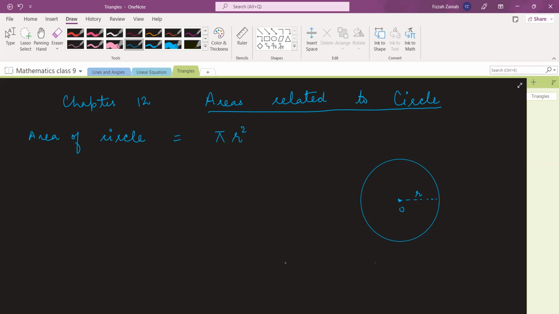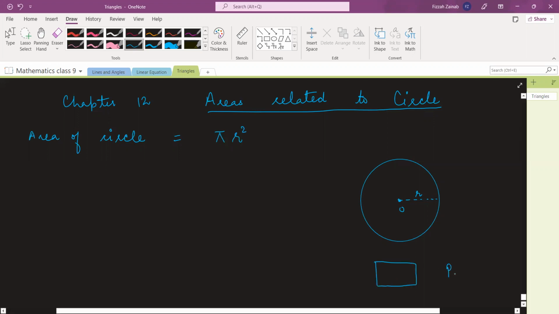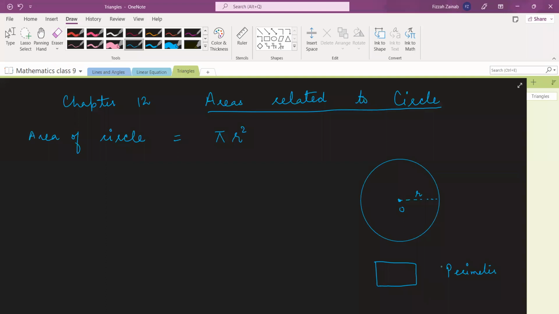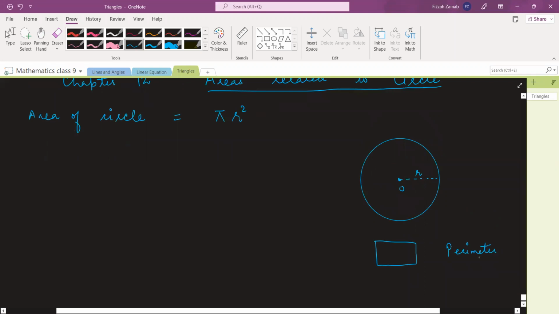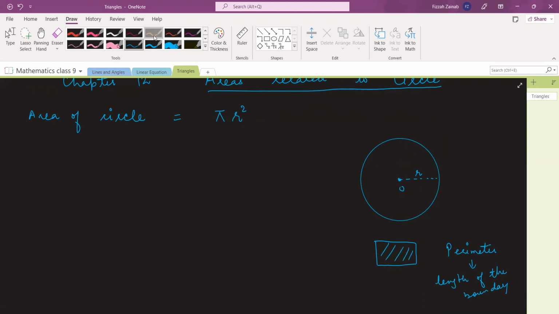And perimeter. What is perimeter? Basically, for example, I have a rectangle. What is the meaning of perimeter? Does anybody know? Perimeter is basically the length of the boundary, right? So area means this area, which is inside, and perimeter means the boundary length. That means this length plus this length, plus this length, and plus this length.